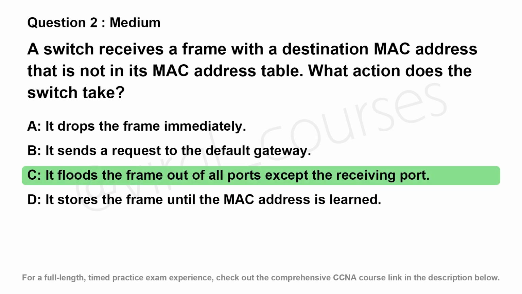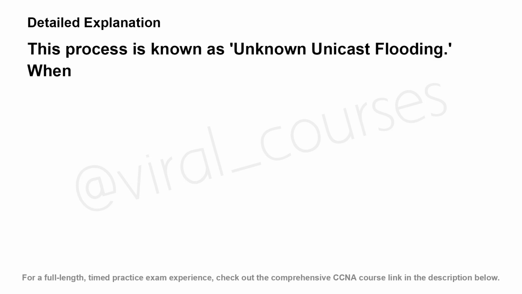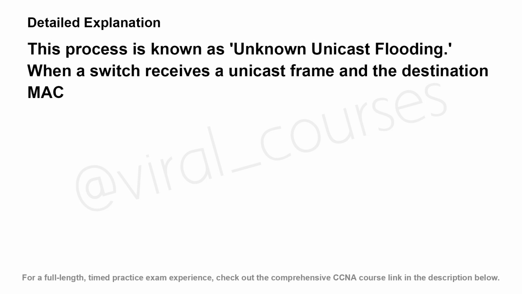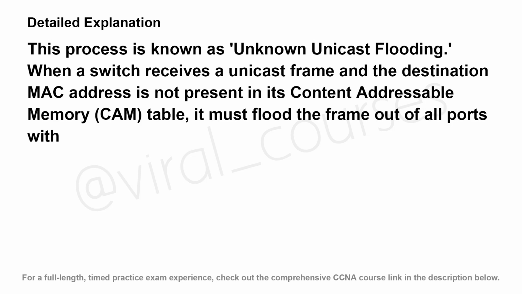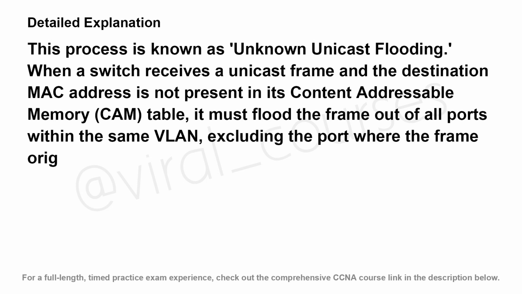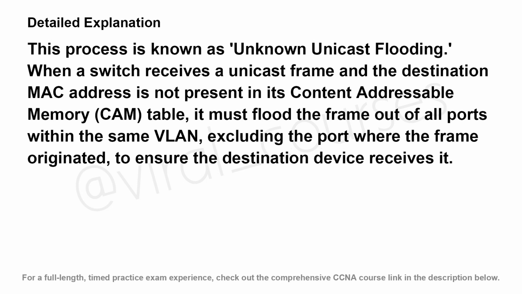The correct answer is C. This process is known as unknown unicast flooding. When a switch receives a unicast frame and the destination MAC address is not present in its content addressable memory (CAM) table, it must flood the frame out of all ports within the same VLAN, excluding the port where the frame originated, to ensure the destination device receives it.